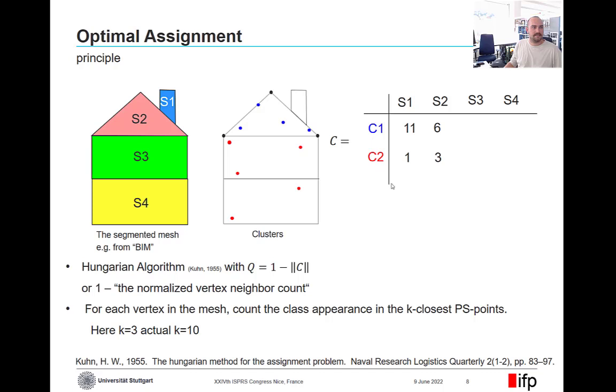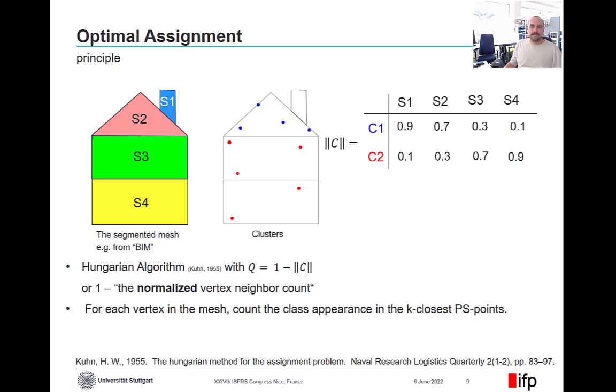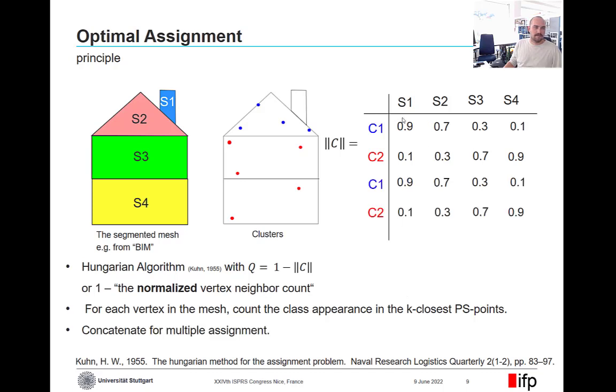Here it is 6 and 3, and for the rest it is 4, 8, and 1 and 11. Each column is now normalized, so all segments get the same weight regardless of the vertex count. And we concatenate the matrix so each cluster can be assigned to multiple segments. So we just put here the same matrix a second time underneath.